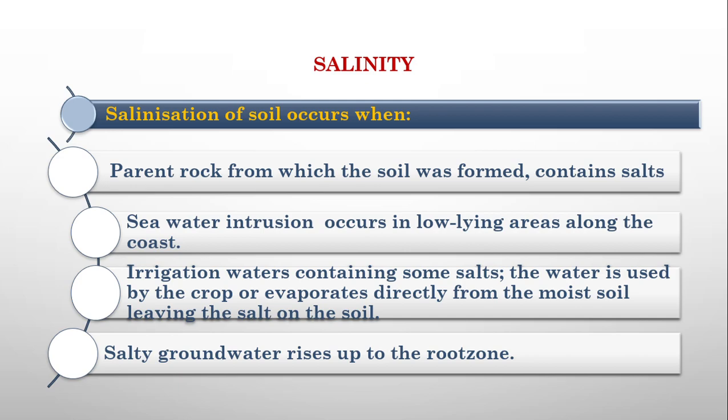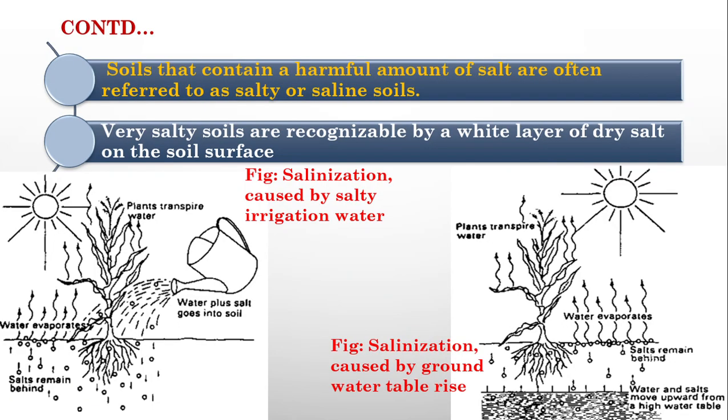Seawater intrusion is another thing. Irrigation waters containing salts, and the other reason is salty groundwater rise. So all these are the reasons for increased salinity in soil. Now the soil that contains a harmful amount of salt is known as salty or saline soil. Here there are two pictures which show the reasons by which salt content occurs in the soil. This is the first figure. It is showing the salinization caused by salty irrigation water.